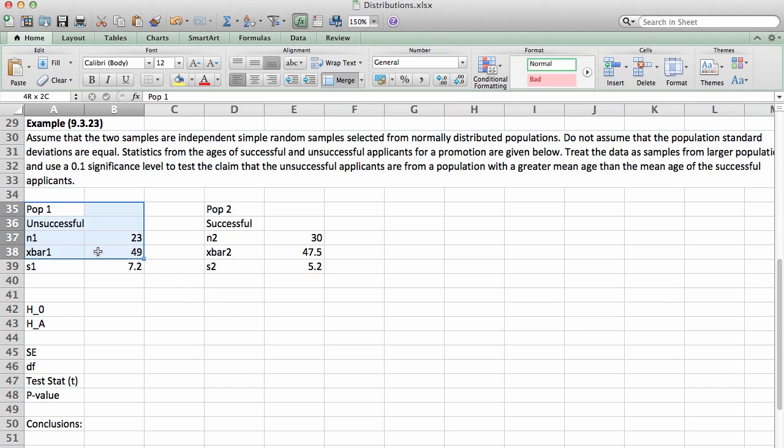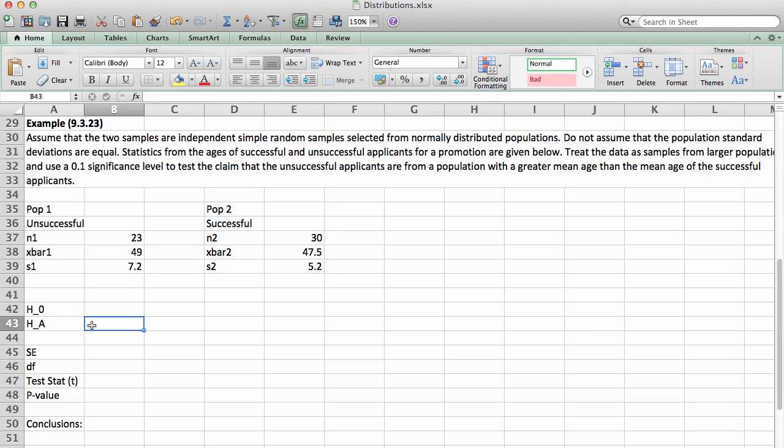So in this area I have what I declared population 1. Those are the unsuccessful applicants. The sample size was 23. The sample mean was 49 years of age with a sample standard deviation of 7.2. The second population, those are the successful applicants. The sample that came from that population has sample size 30, sample mean of 47.5, those are years of age, and sample standard deviation of 5.2.